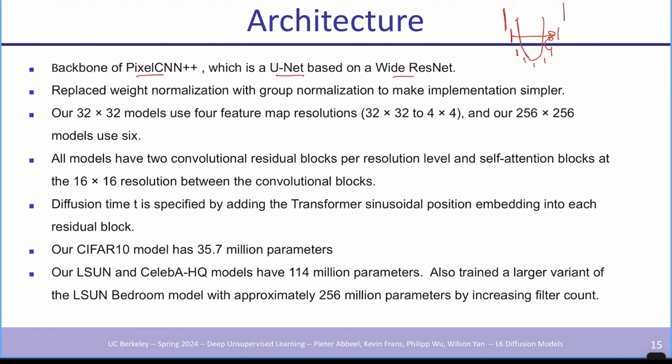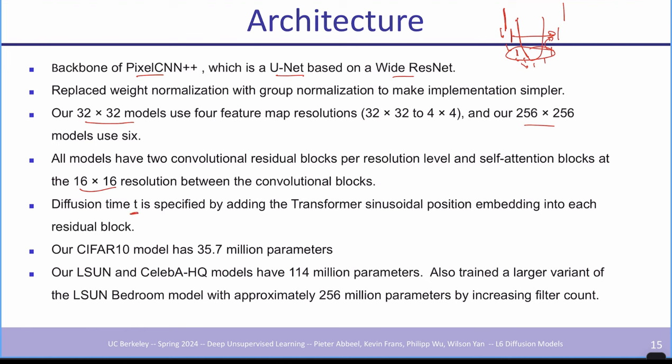Some normalization scheme was considered: weight normalization replaced with group normalization. For 32 by 32 models, as you go through the U-Net, there were four steps, so one, two, three, four, I actually got it right. For the 256 by 256, there were six such steps of going to lower resolution and coming back out. All models have two convolutional residual blocks per resolution level and self-attention blocks at the 16 by 16 resolution. So at the bottom here, well, at the 16 by 16, doesn't have to be the bottom, I think it would be here. It would be an attention block, so a transformer effectively living there to help, I guess, do some more complicated processing.